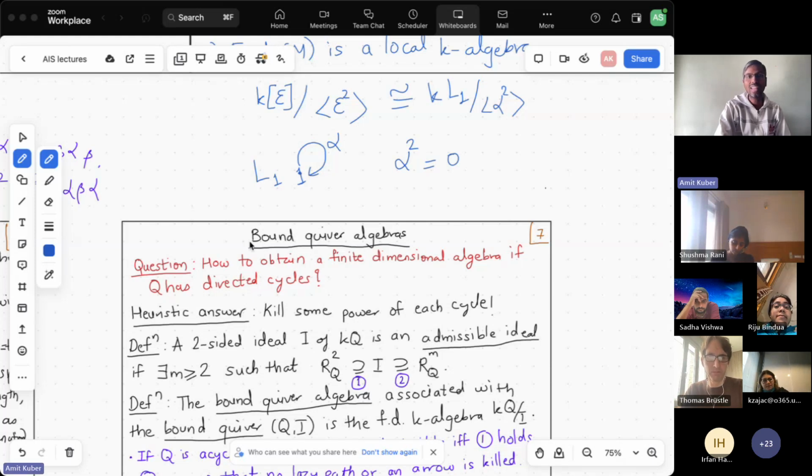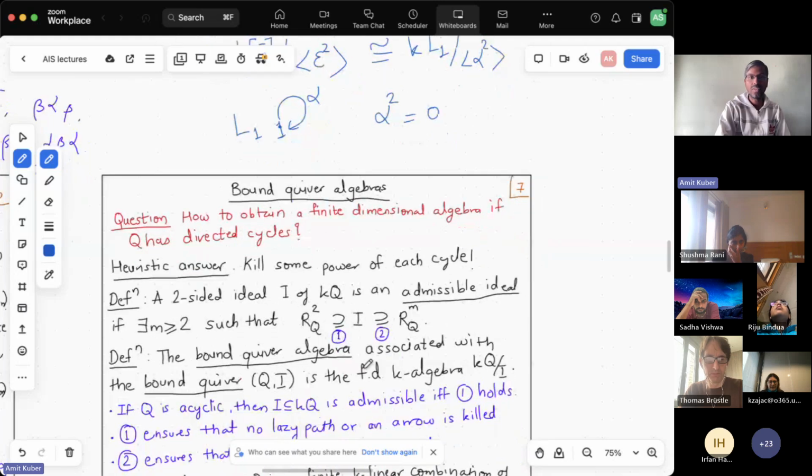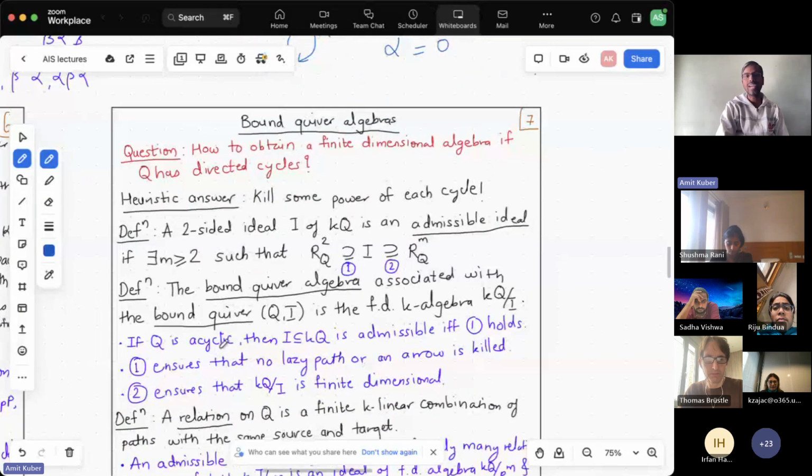Okay, so now why this sandwich between two powers of the arrow ideal? First of all, observe that if Q is acyclic, then this finite power is automatically contained in the ideal, because as we discussed, if Q is acyclic, then the arrow ideal is nilpotent. So some power is 0, and 0 is contained inside every ideal. So we don't have to worry about that; only condition 1 is sufficient.